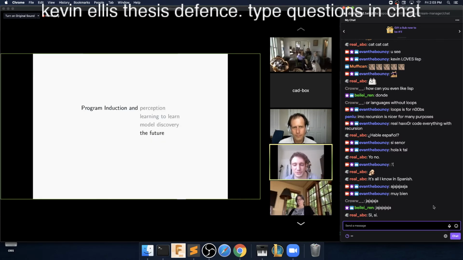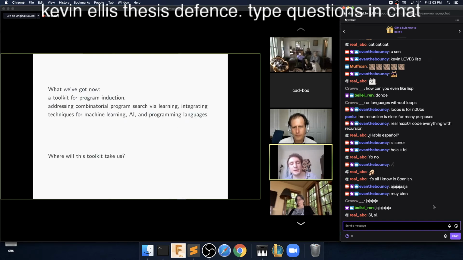So now I just want to take a few minutes to look forward. So to recap, what we have is a kind of toolkit for program induction. And it's trying to address this core challenge of combinatorial search. And the way it addresses it is through different kinds of learning algorithms, but also ideas from the programming languages community. There's many open directions.